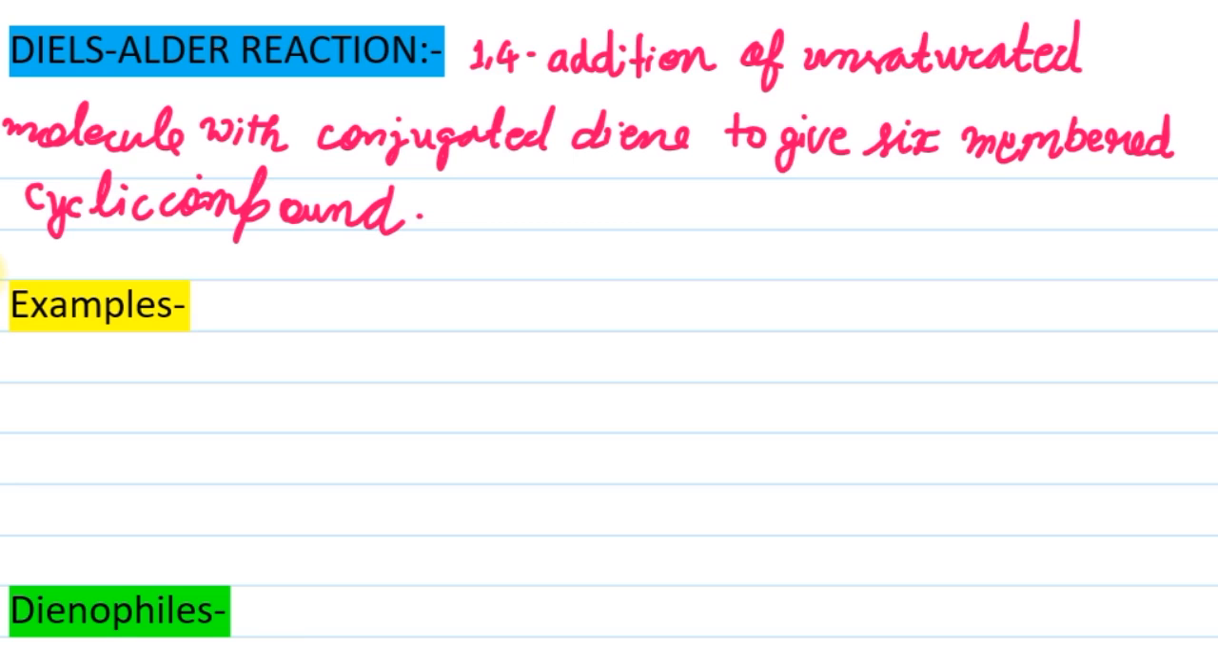Such a reaction is also called a pericyclic reaction. It is a syn addition reaction also. So, we take an example of the Diels-Alder reaction, or pericyclic reaction, or we can say syn addition reaction.